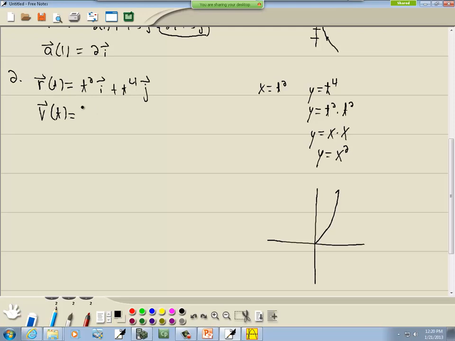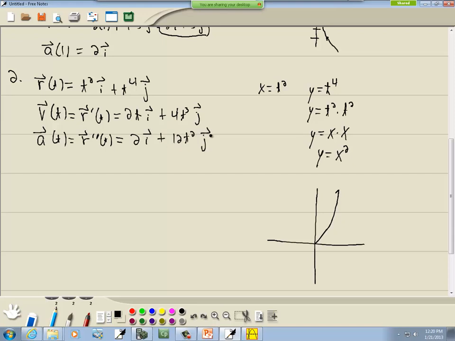Okay, well let's find our velocity vector. Velocity is a derivative of r, so we'll take r prime, which will give us 2t i plus 4t to the third j. And our acceleration, take the derivative again, so this will be a second derivative of r, which will be 2i plus 12t squared j.